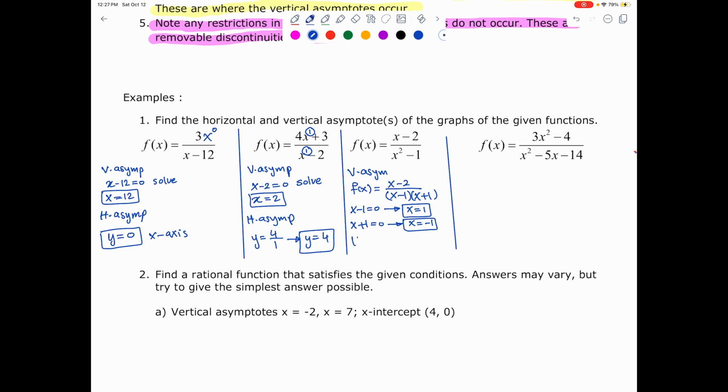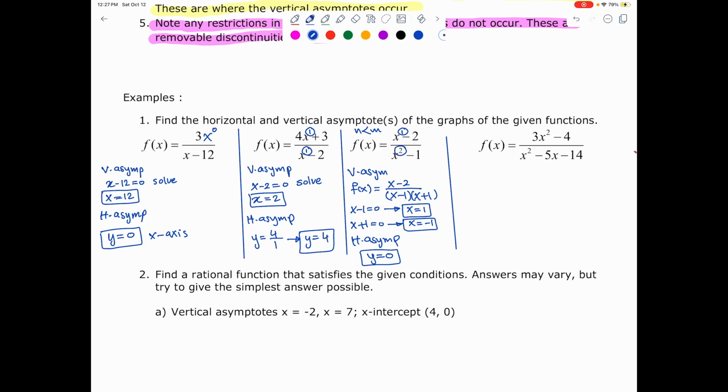The horizontal asymptotes: notice how the degree of the numerator is 1, the degree of the denominator is 2, so the numerator degree is less than the denominator degree, which will lead to the horizontal asymptote y equals 0, or the x-axis.